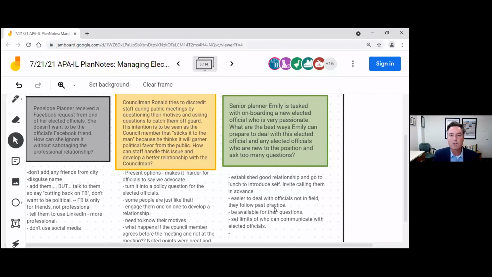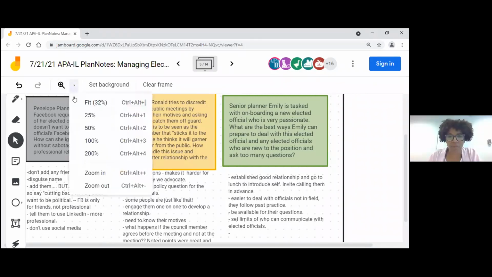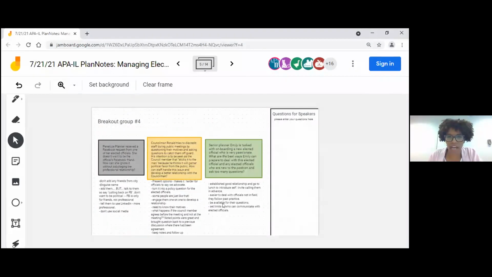And I wouldn't feel obligated, just because they're your elected official, to be friends with your elected officials on Facebook because they want to. That's outside the box of what you need to be doing for them, in my opinion. Show that post to your boss so that they can handle that on your behalf.